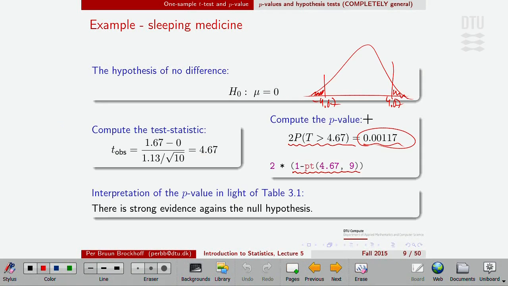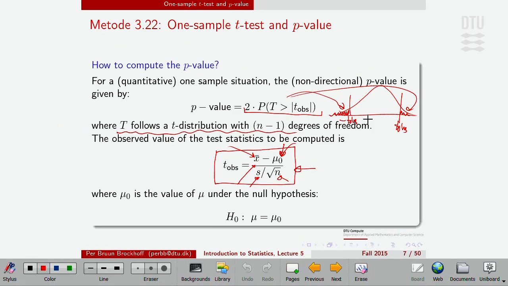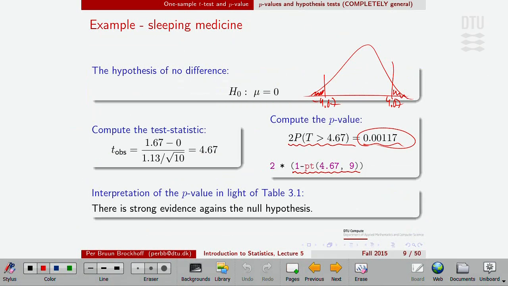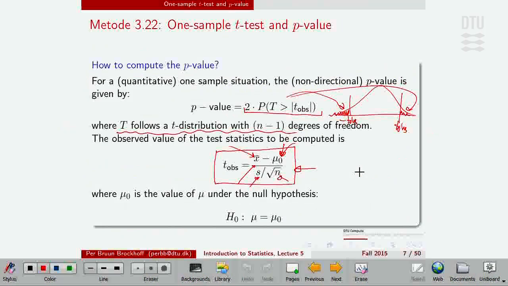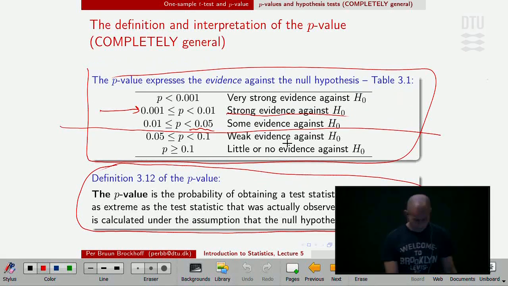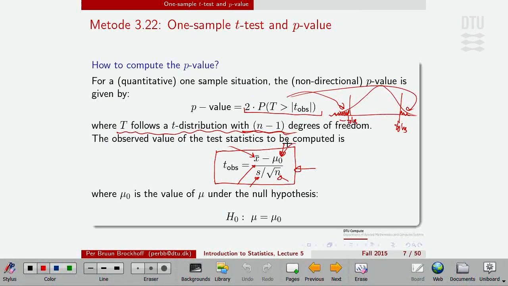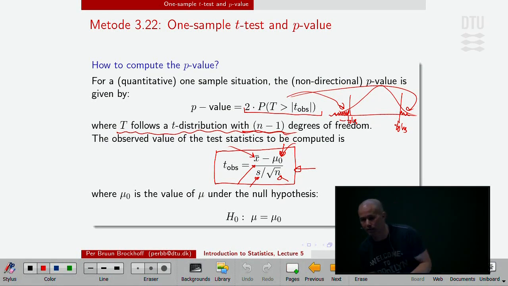Question: Yes, in your formula where it says 2 times 1 minus pt, where do you get the 9 from? Good question. Is it just n minus 1? It's n minus 1, exactly. This is to use the right t-distribution, which by definition or by theory has n minus 1 degrees of freedom. Is n always 9? No, it's only 9 because n was 10, giving n minus 1, 9 here. N could, of course, be anything. Tomorrow you make an experiment with 54 people, so the degrees of freedom would be 53 in that case.